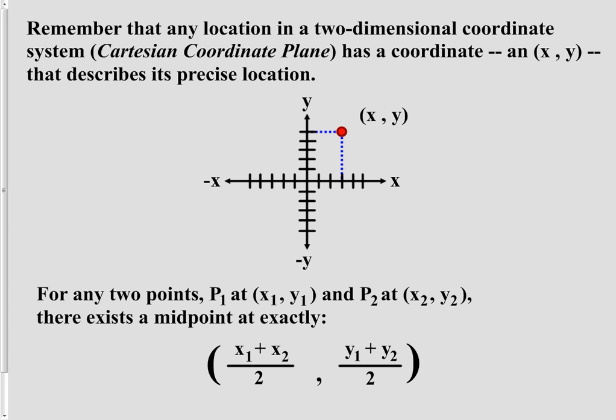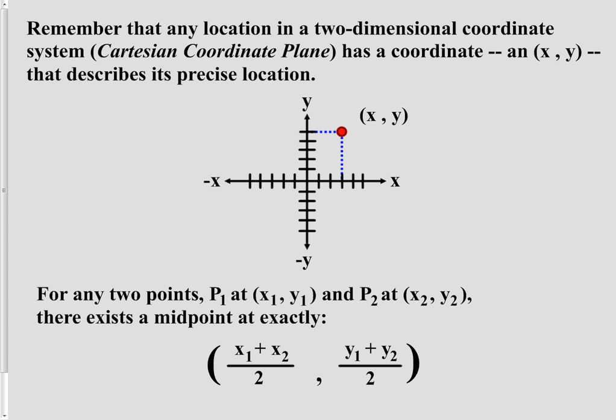Just remember that the x-axis is positive as you move to the right. It is negative as you move to the left. That's the way it's been all the way back to your number line in elementary school. The y-axis is positive moving upward, is negative moving downward, and where the two axes intersect each other, that is the origin. Its location is 0, 0.